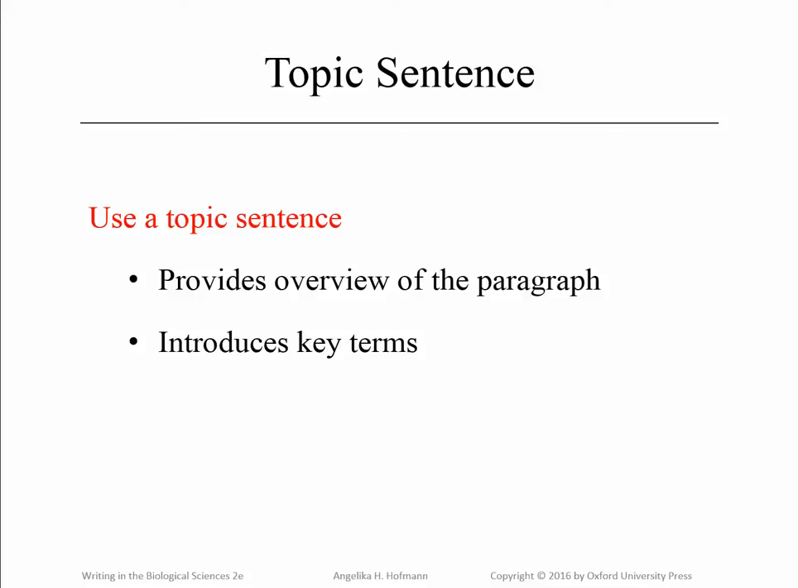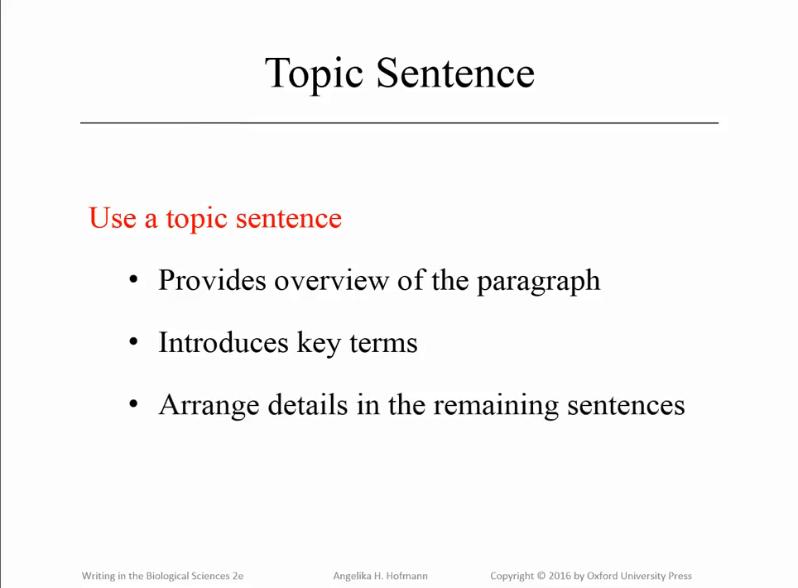And this is going to introduce those key terms that you're interested in talking about in your paper. So you want to make sure that you bring up some of those key ideas in that topic sentence. And you want to arrange the details in the remaining sentences. So you're going to have a topic that's going to give an overview, provide some of those key terms, and then the sentences that come after that in your paragraph are typically going to provide details that go back and support the key terms and ideas that you were trying to express.